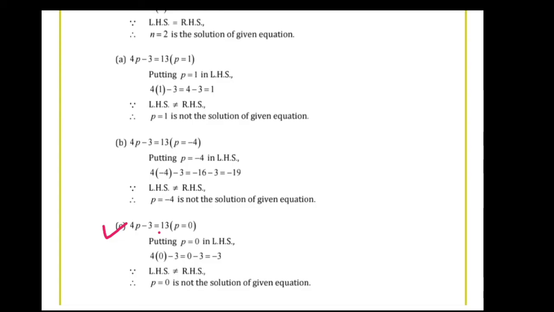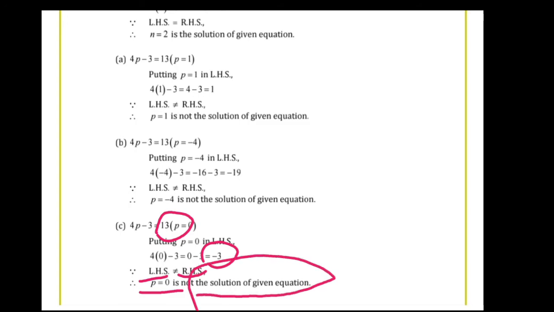And afterward, the last: 4p minus 3 equals 13. Starting from the left hand side, 4p minus 3, put the value p equals 0. So here 4 into 0 means 0, and minus 3, then the answer becomes minus 3. Now here it is given as 13, but after putting the value we get minus 3. So LHS not equals RHS. So we can say that p equals 0 is not a solution of the given equation.